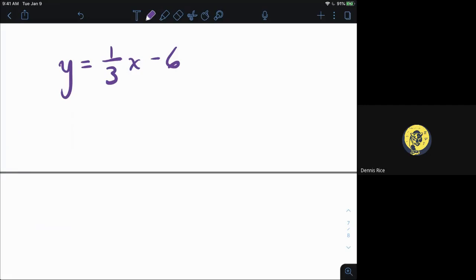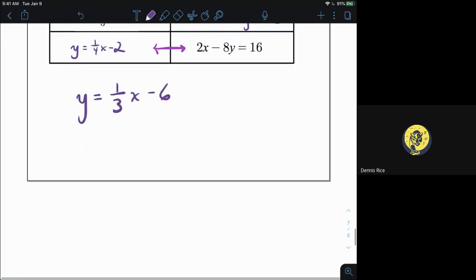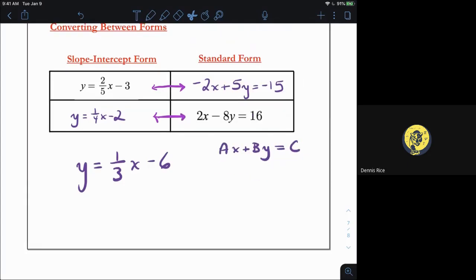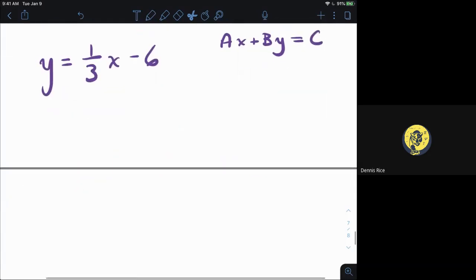So what I want to do for standard form is basically get the variables on this side. That was like the first note that you copied down earlier. We'll just drag it down here. This is what standard form looks like, right? X and Y on the same side together, and then the number on the right. So I want to take this piece and bring it to the left. So how can I do that?